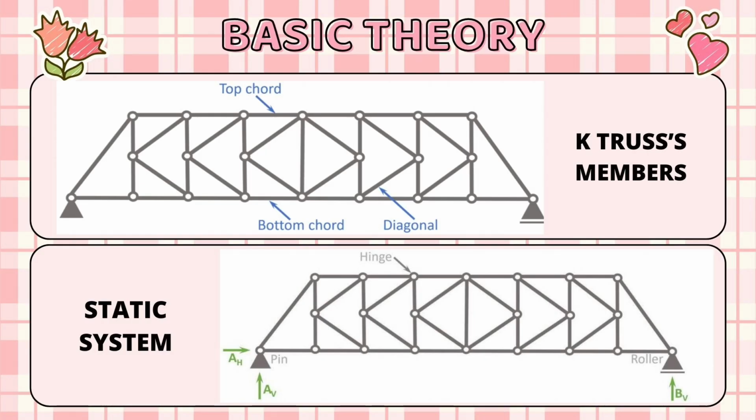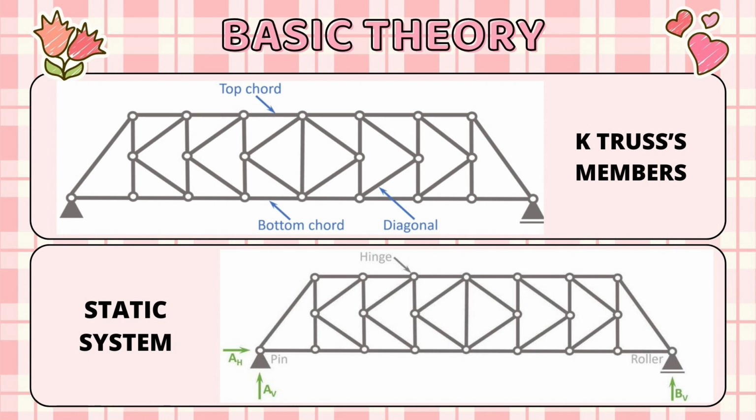Then we will go to the basic theory. The K-truss is a structure system commonly used in engineering projects like bridge structures. It's characterized by a series of triangles that support the loads of a structure.